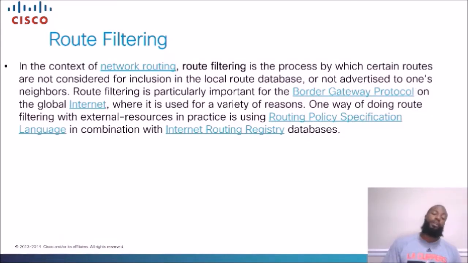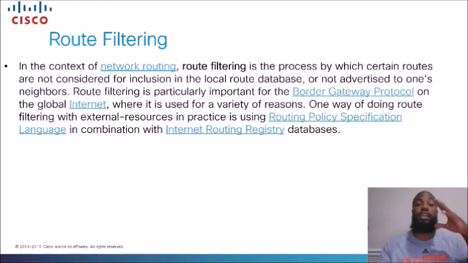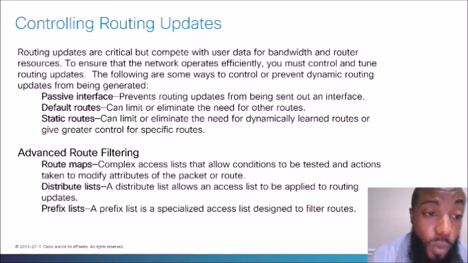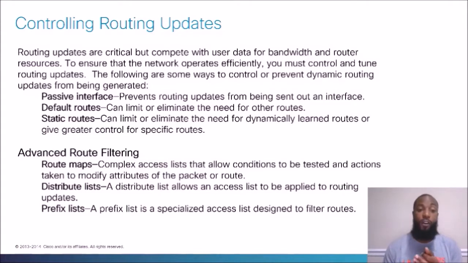Again, route filtering, if you want to pause this and look at it, this is the definition. I didn't really like this definition, but it is from Wikipedia. I'm not going to talk about what route filtering is again because we talked about it in the last video, if you want a full definition. Or you can pause it, freeze frame it here. There are 6 ways to control routing updates, like we said in the last video. The top 3 are the simple ways: passive interface, we did a video on that. Default routes, we did a video on that. Static routes, we did a video on that.